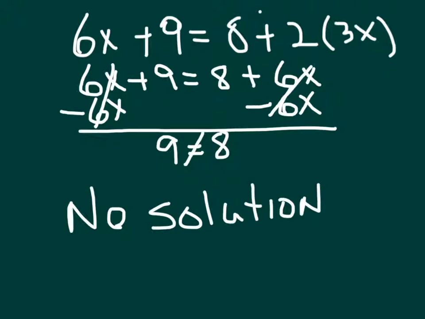If you come up with something that is not true, then there can be no solution to the problem. If you come up with 9 equals 8, 0 equals 1, 2 equals 3, whatever it is, if it's not a true statement, that means there is no solution to the problem.